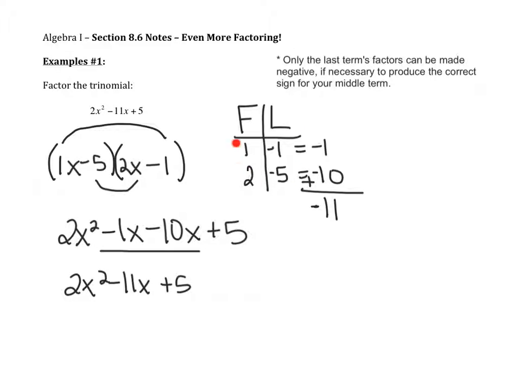So again, using this first and last chart will always help you set up what factors you need to use to get that middle term. And again, this will be something that just practice makes perfect. The more you do it, the better you're going to get at it, the easier you're going to see what factors to use of your first and last number to produce your middle term. So let's look at some more examples.